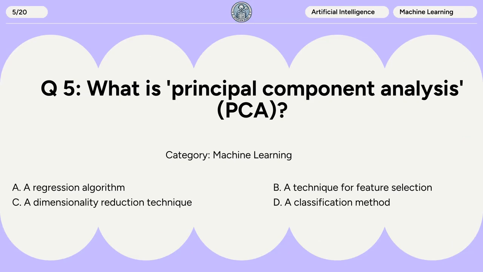Question 5. What is principal component analysis? A. A regression algorithm. B. A technique for feature selection. C. A dimensionality reduction technique. D. A classification method.